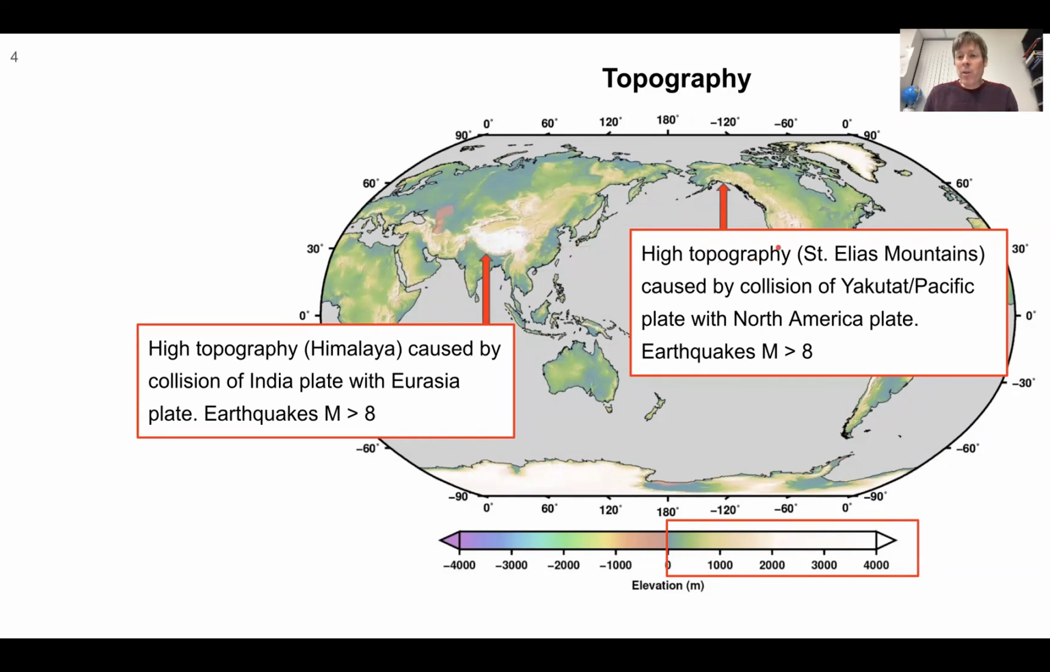Another example, not as well known, is the high topography of the St. Elias Mountains, the largest coast mountains in the world in Southeast Alaska. It's caused by collision of a chunk of thick material attached to the Pacific plate called Yakutat that collides with the North America plate. And there too, we have earthquakes greater than magnitude 8. Last one, that scale, happening in 1899. But the point is, again, that the timescales of millions of years, plate tectonics forming these mountains, is the same process that gives us large earthquakes in these regions.